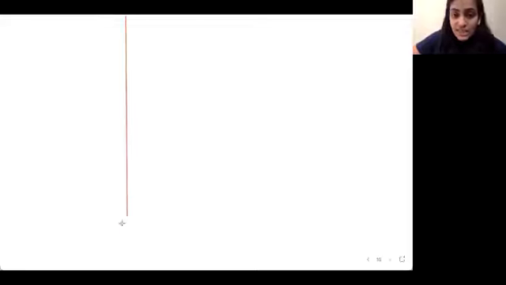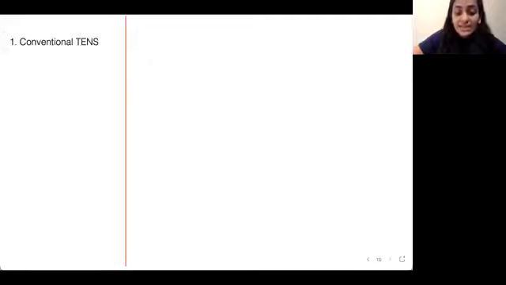Let's look at it. The first type of TENS is called your conventional TENS, okay? This conventional TENS can also be called high TENS, okay? You can call it a high TENS. Or you can call it a sensory TENS. Why? Firstly, think about it. I'm calling my conventional TENS a high TENS. That means something should be high. What is higher? My frequency is high.